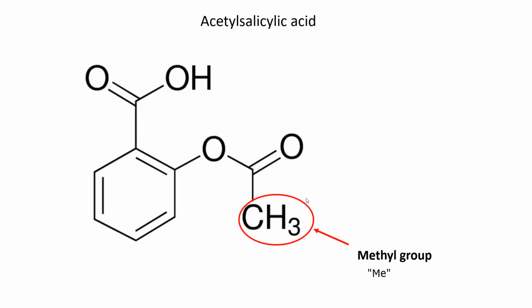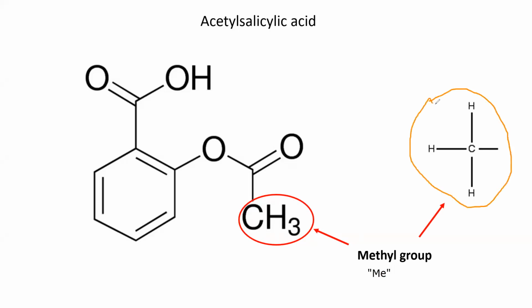Now, another way you can draw the methyl group instead of just writing CH3 is by drawing a carbon that's attached to 3 hydrogen atoms. So this would be inserted here. And this is another way that you can see a methyl group. This is another example of how a methyl group could be illustrated.